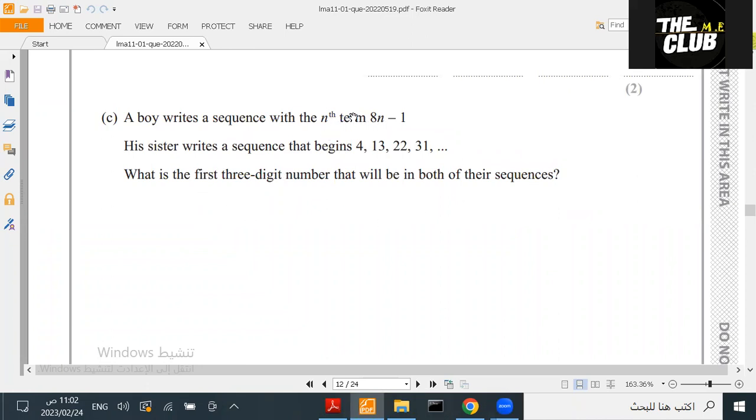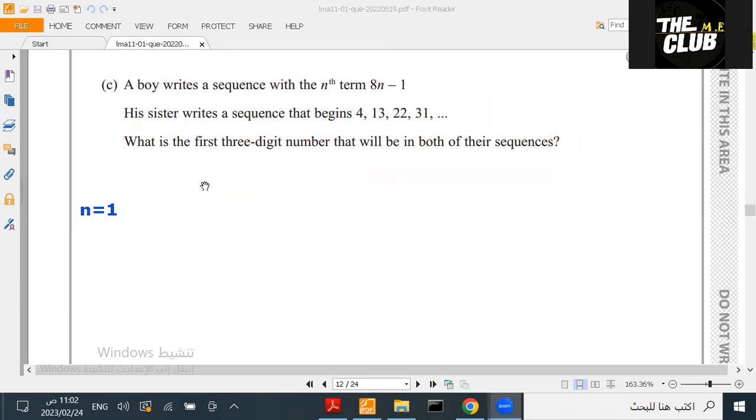So we're going to start with this sequence. Write the numbers until we get to the first three-digit number, and then same idea with the other sequence, finish it, and find the first three-digit number. So first we're going to do this, 8n minus 1. We're going to show our work here. The sequence is 8n minus 1, and n is the order in which we write the sequence.